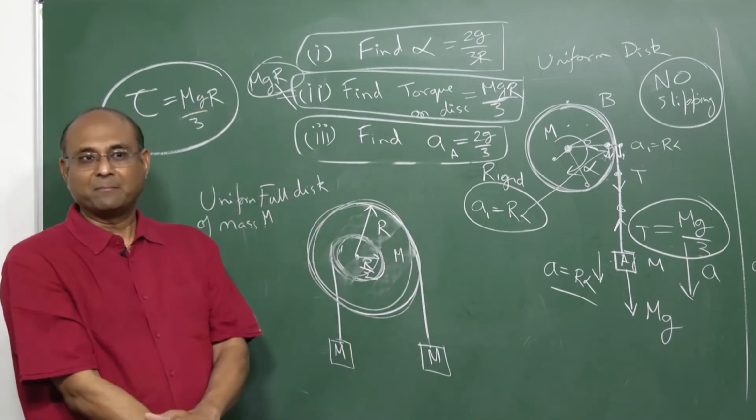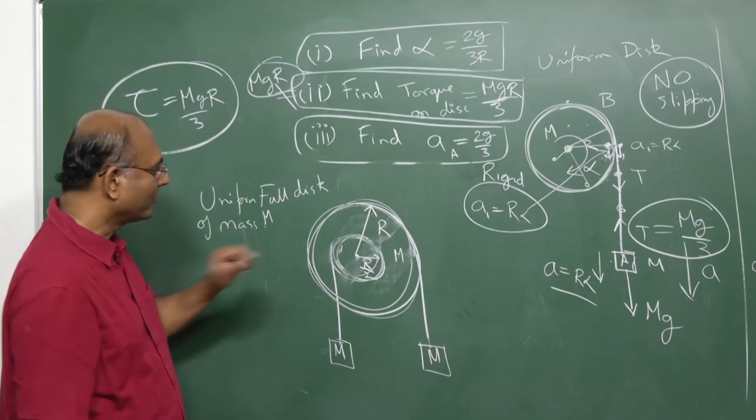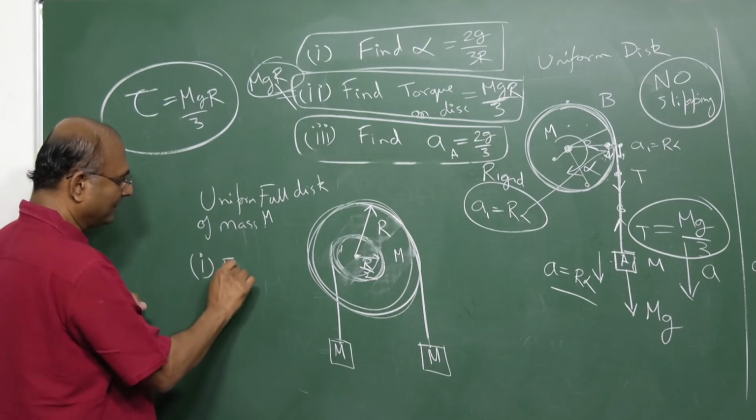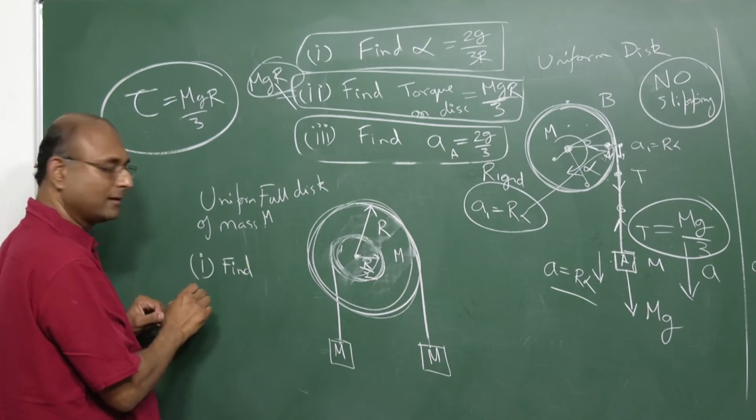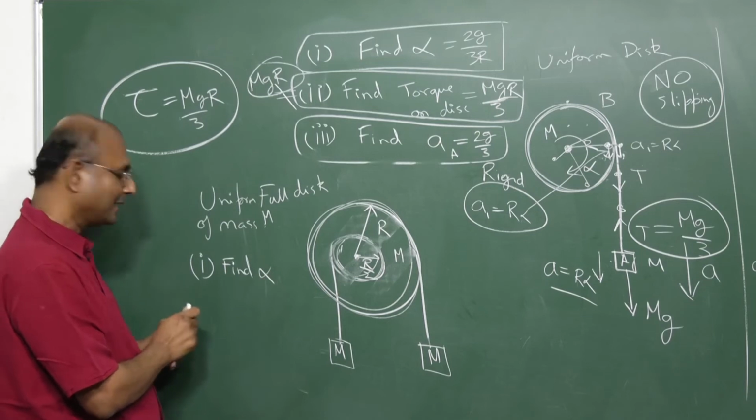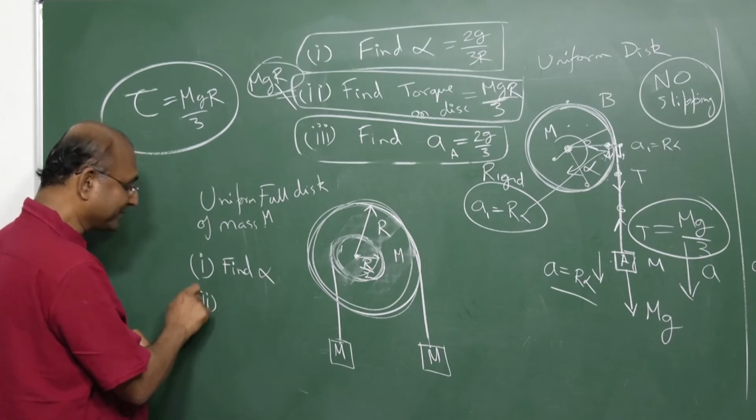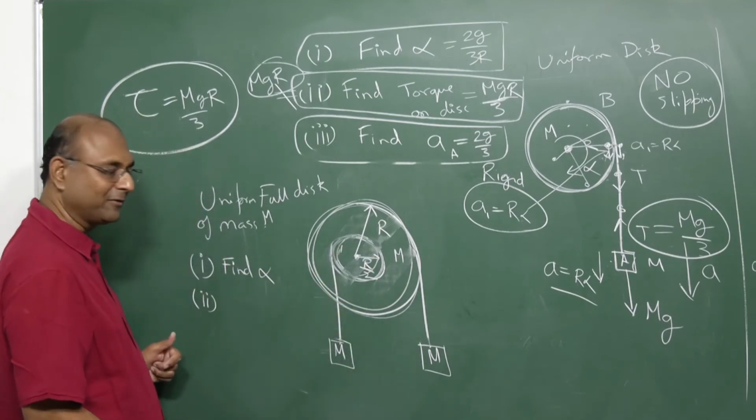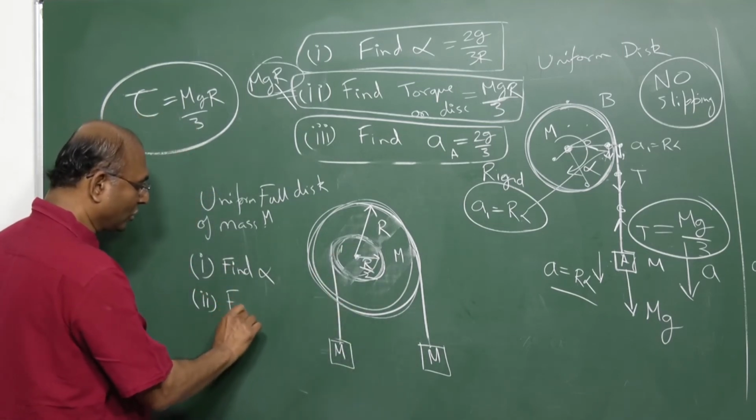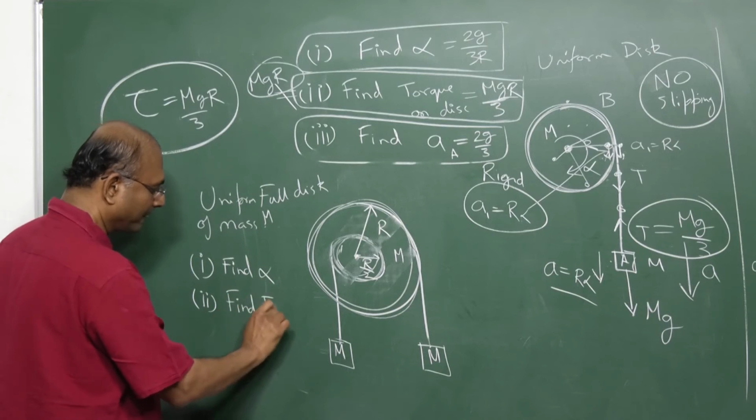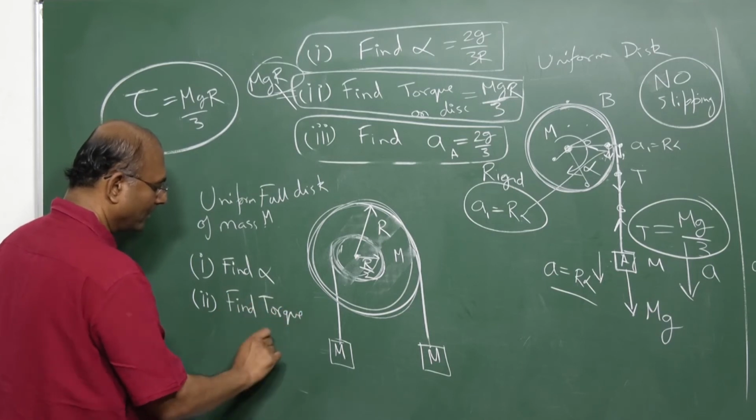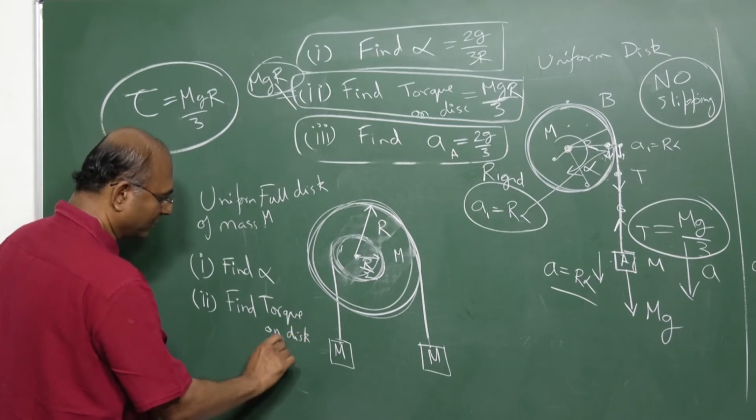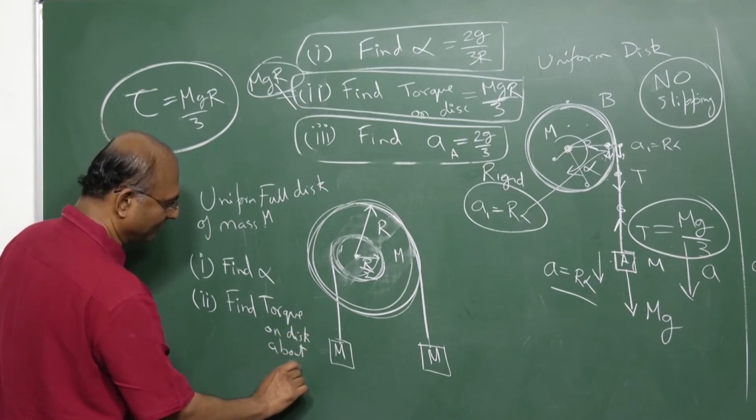I am releasing it from rest. Okay, what are the questions that I would like you to answer? Find alpha, and here is the interesting part of the question. We find A1, A2, all that is fine, tension, I'm assuming you will find all of that. Find torque on disc about center. Torque is always, you have to say about what?